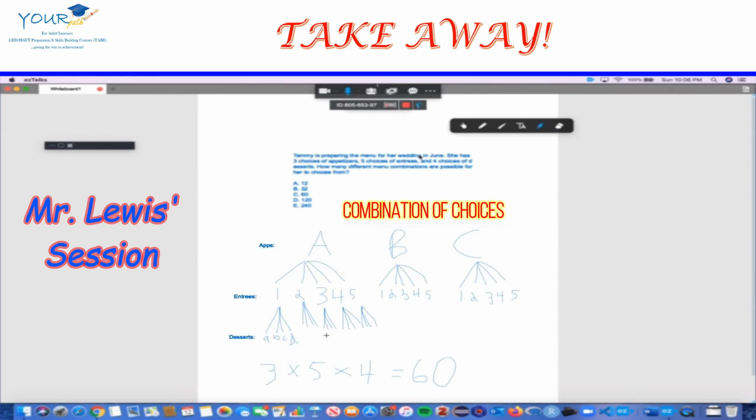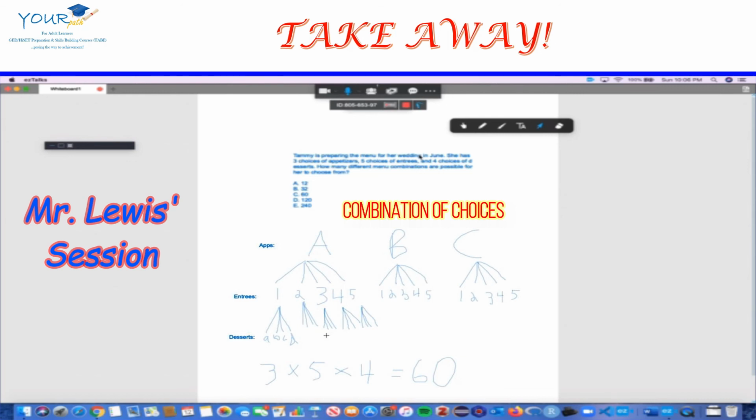If we're not sure, like we did in the instructional video, where we drew out the 3 different choices of appetizers, entrees, and desserts, in that diagram we saw that there were many options, and we finally came up with an answer of 60 by multiplying the 3 numbers together.